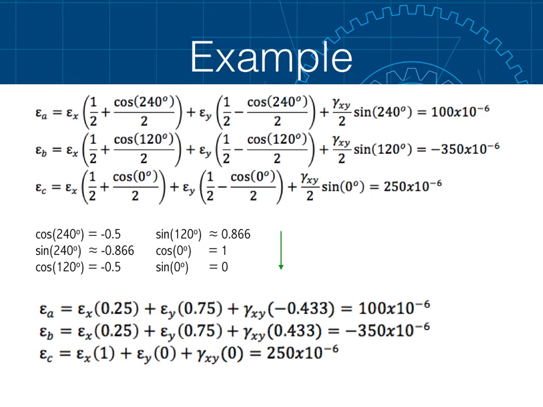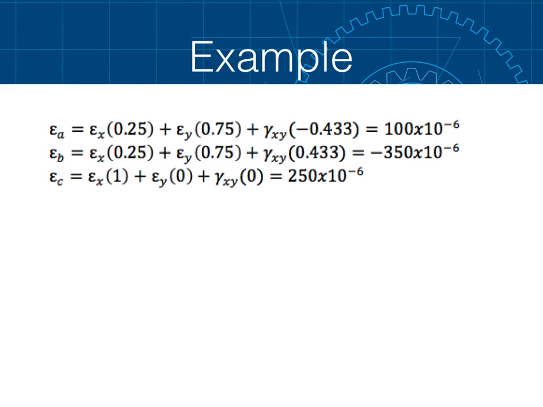Here is the most simplified form of the strain equations for strain gauge A, strain gauge B, and strain gauge C. These equations can now be put into a matrix to solve for the strain in X, the strain in Y, as well as the shear strain in XY. Here again are those equations. Now let's put them in their matrix form.